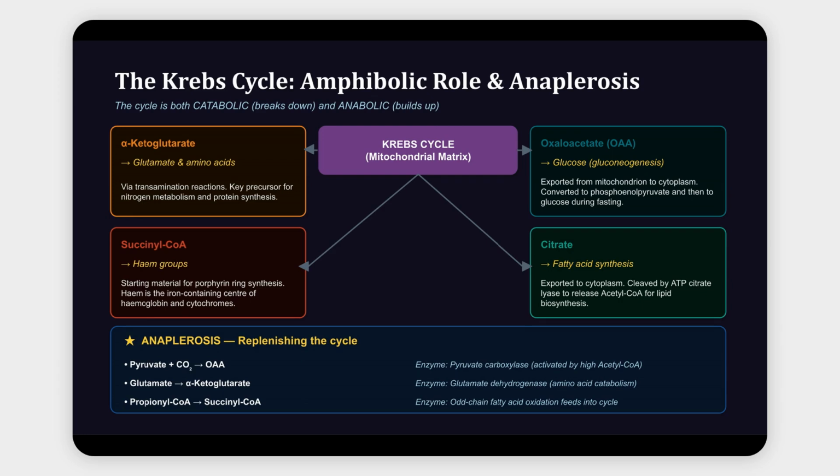The primary anaplerotic reaction is the carboxylation of pyruvate to oxaloacetate, and it is catalyzed by the enzyme pyruvate carboxylase. This enzyme is activated by high acetyl-CoA levels, which is a signal that oxaloacetate supply is insufficient. This feedback ensures that the cycle can always accept more acetyl-CoA when it needs to.